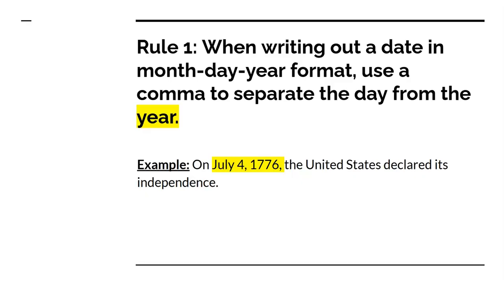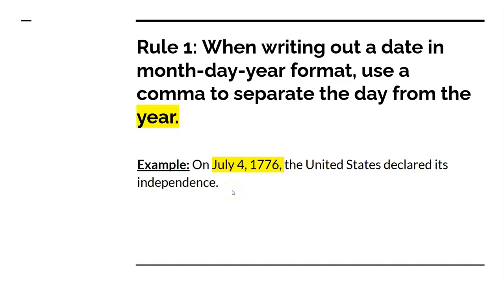Rule number 1 says that when you are writing out a date in a sentence and you are writing the date in the month, day, year format, you want to use a comma to separate the day from the year. And here's an example. On July 4th, 1776, the United States declared its independence. So when I'm talking about month, day, year format, this is exactly what I mean. This date has the month first, July. It has the day, which is the 4th, and it has the year, 1776. Rule number 1 says when we write a date in this way in a sentence, we need to make sure we have a comma between the day and the year.